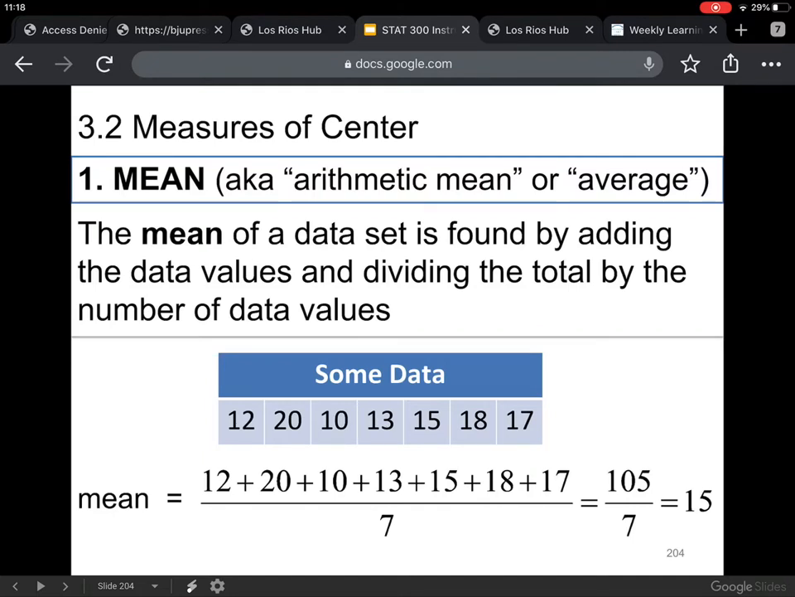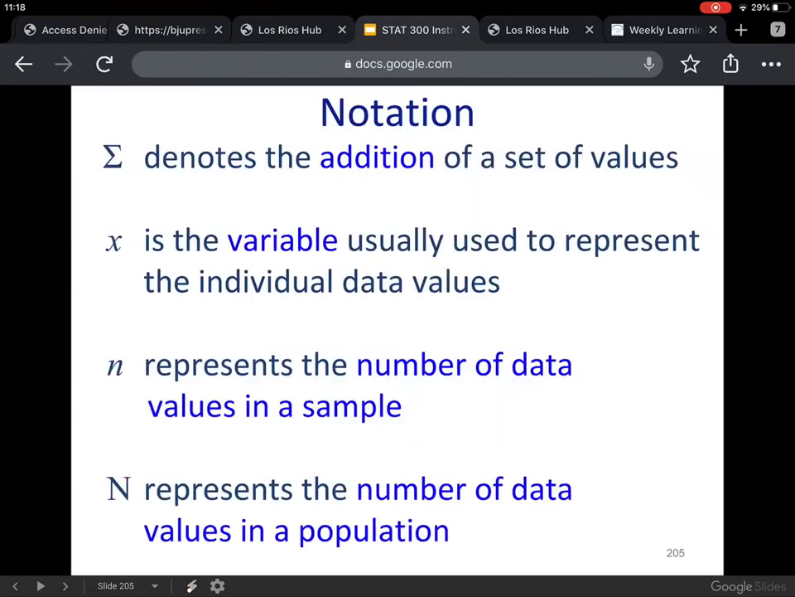The mean of a data set is found by adding the data values and dividing the total by the number of data values. So here we have some data. If we take all of these data points, add them all up, and divide by the number of data points, looks like there's 7 of these, 7 numbers. So here we have me adding all of them up, dividing by 7. You get 105 divided by 7. The arithmetic average is 15 for this data set. Okay, so that's the arithmetic average, or the mean.